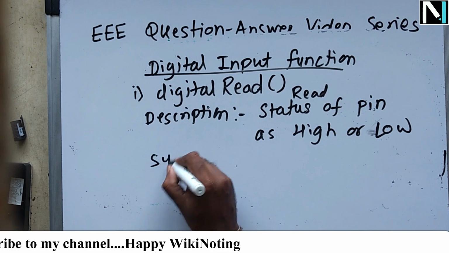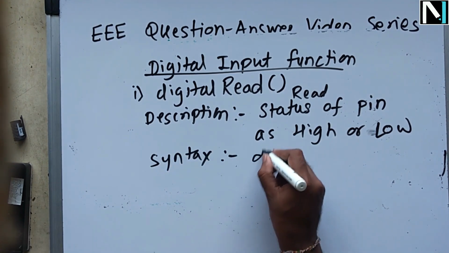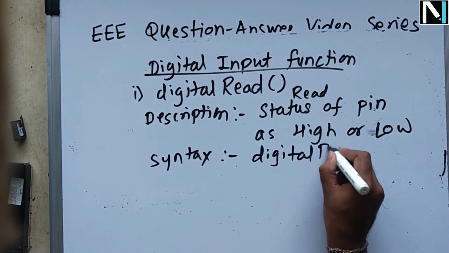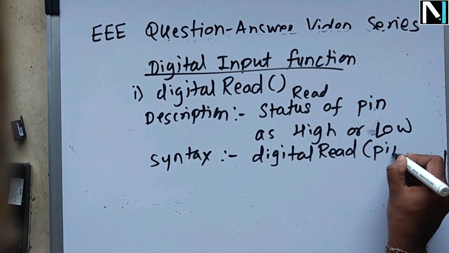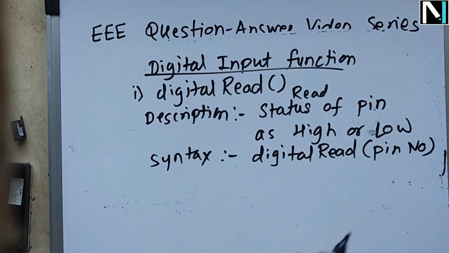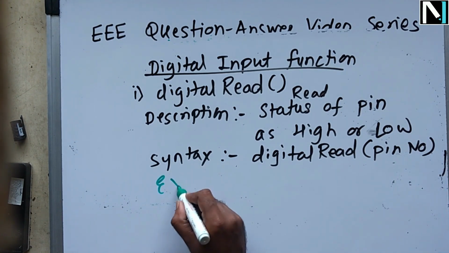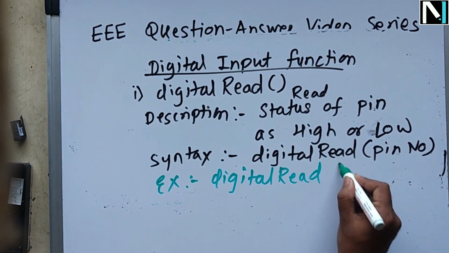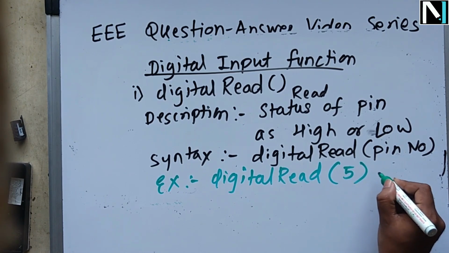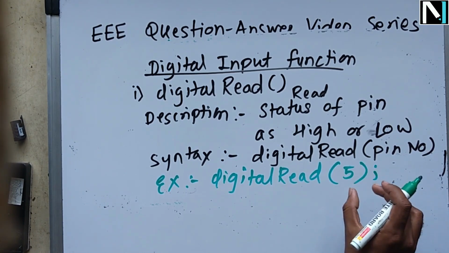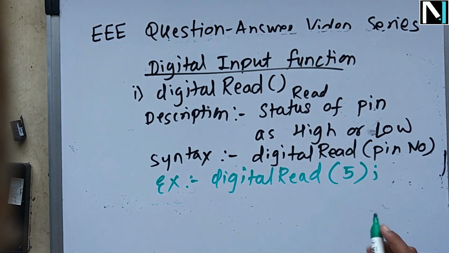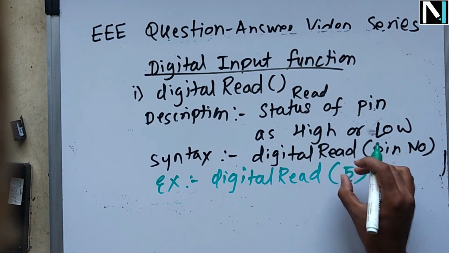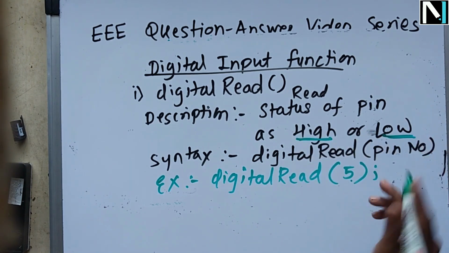So in the syntax, I will write its syntax. It is written in this fashion, digitalRead, and you have to just write down the pin number. So here the pin number is any digital pin from D0 to D13, but as I have explained previously, don't use D0 and D1. So with the help of an example, I would like to explain. Here I will write digitalRead in bracket, suppose pin number 5. So this function will read the status of digital pin number 5, whether it is high or low. That means whether a high value is present at this pin or a low value is present.